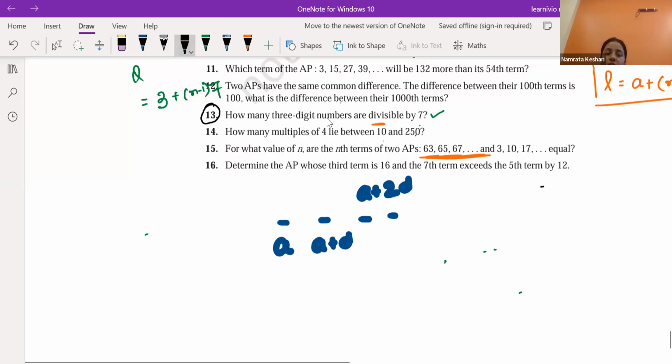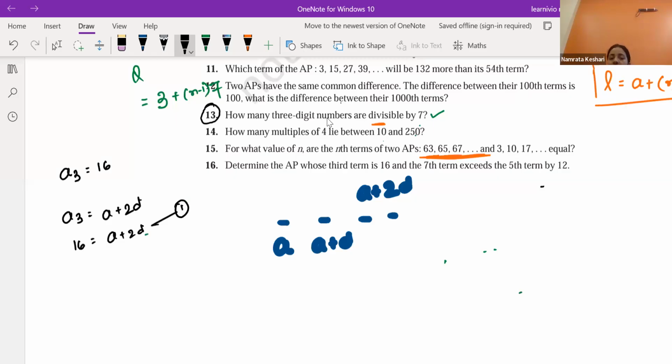So let's see what the question says. Whose third term is 16. This AP's third term is 16. Okay, the third term formula we'll use. The formula is A plus n minus 1 into D. That means 3 minus 1 into D, you will have 2D. So 16 equals A plus 2D. We got one equation from here. The third term is 16. And the seventh term exceeds the fifth term by 12. Exceed means more than.